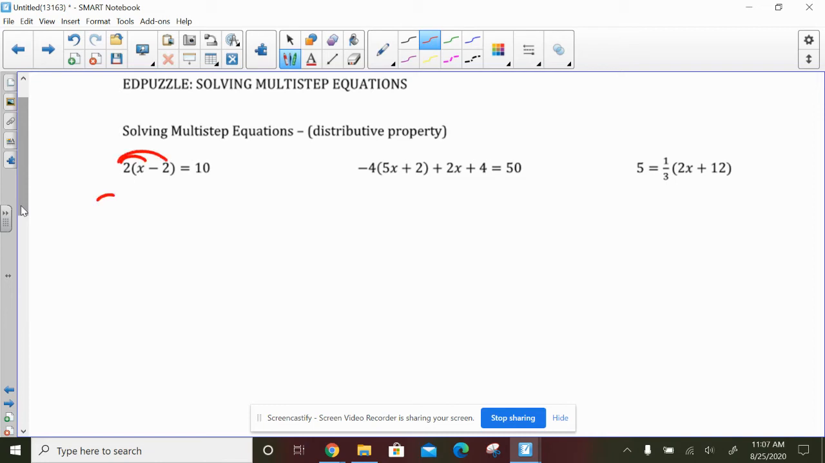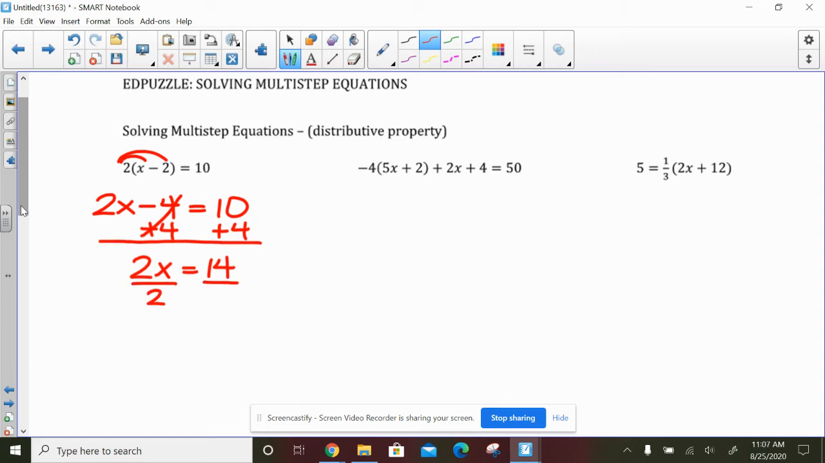Okay, so 2 times x is 2x. 2 times negative 2 is negative 4 equals 10. And now you're back to a multi-step equation. Add 4 to both sides. 2x equals 14. And then I'm going to divide both sides by 2, and x equals 7.